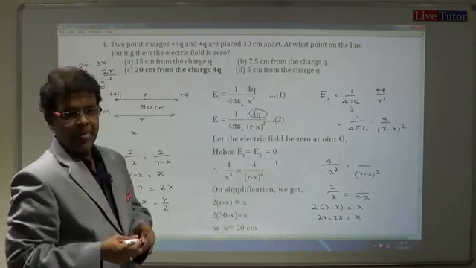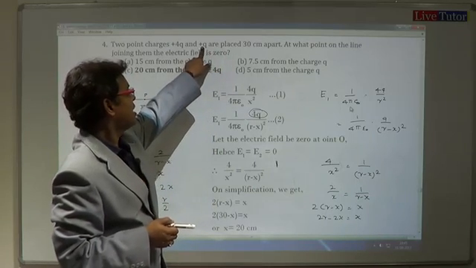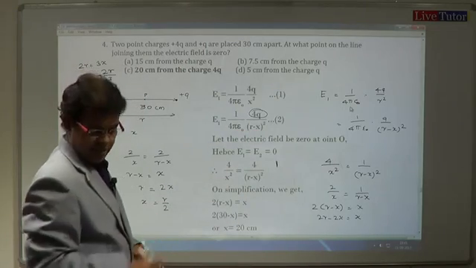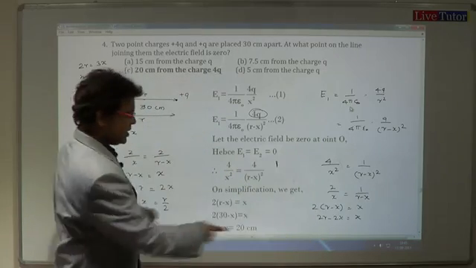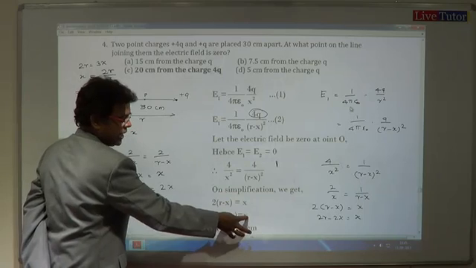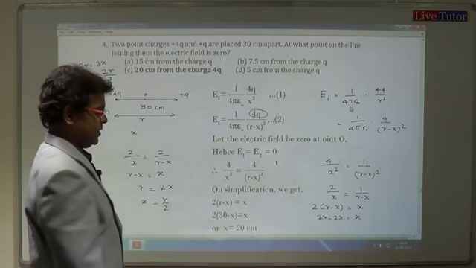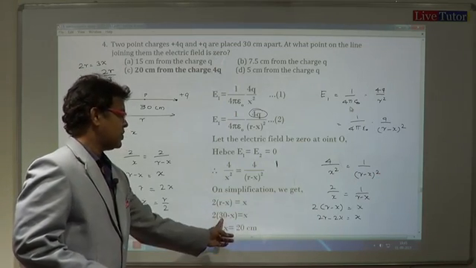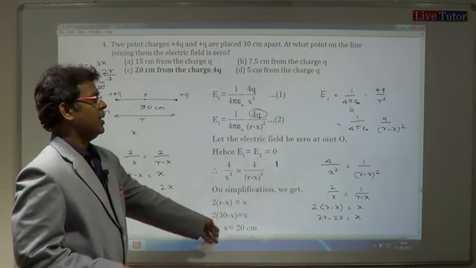So be careful, and on paper also correct this as q by r minus x, because the second charge is given as plus q only. So it should be q by r minus x. There is a typing mistake. Or straight away you can substitute the value here, in place of r, 30. 30 minus x is equal to x, so that you can get this x value as 20 centimeter. That means 60 minus 2x is equal to x, so 60 is equal to 3x, x is equal to 20. Like this also you can do.